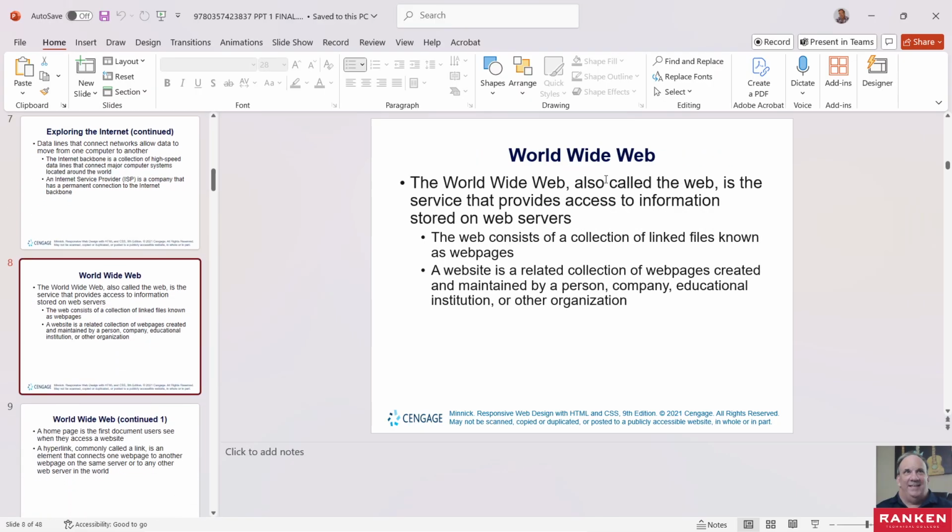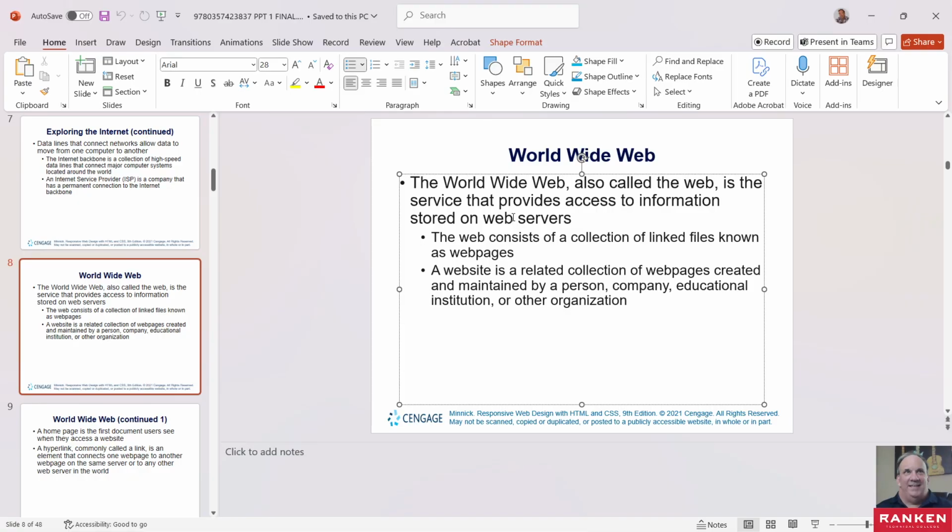The World Wide Web. The World Wide Web is also called the web. It is the service that provides access to information on web servers, right? So really, the internet and the web are not the same thing, right? Believe it or not. The internet is all the computers that are networked together. That's the whole internet, right? The web is servers that have a collection of linked files, okay, known as web pages.